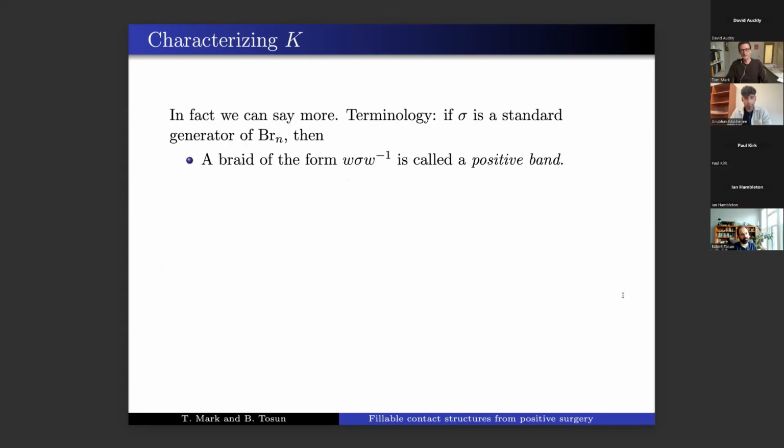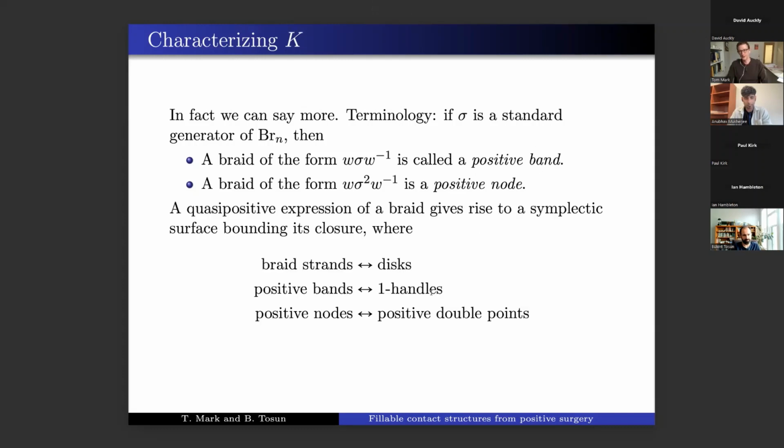The fact that that surface had to come from an immersed disk means you can play the following game. If you take a standard Artin generator and conjugate it, the terminology for that is sometimes a positive band. There are geometric reasons for that, but we can skip that. If you conjugate the square of a generator, you call it a node. And the point is that bands correspond to one-handles in your slice surface, and nodes correspond to transverse self-intersections, which are positive because you're talking about a positive braid generator.